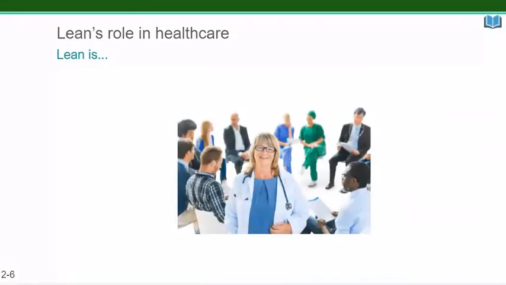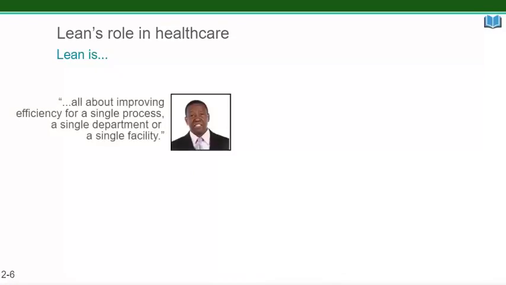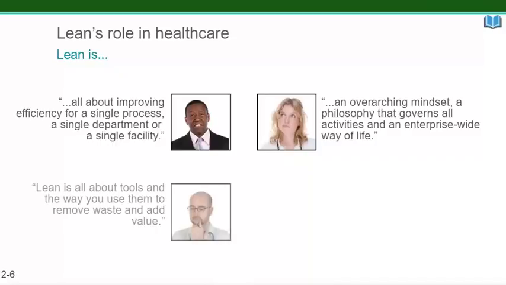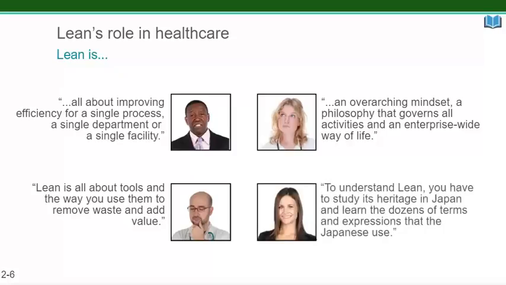If you ask 10 people what Lean is, you'll likely get 10 different answers. People tend to define Lean from their own knowledge or training. Here are a few of these answers. Lean is all about improving efficiency for a single process, a single department, or a single facility. Lean is an overarching mindset, a philosophy that governs all activities, and an enterprise-wide way of life. Lean is all about tools and the way you use them to remove waste and add value. To understand Lean, you have to study its heritage in Japan and learn the dozens of terms and expressions that the Japanese use. You see the problem?